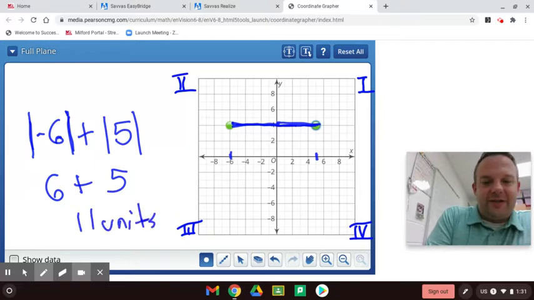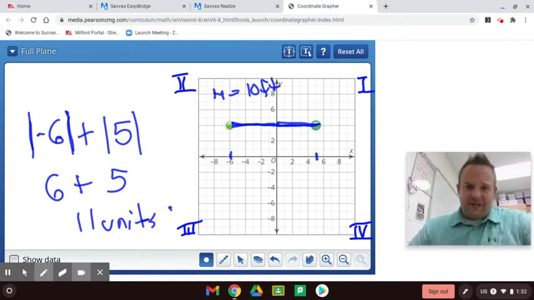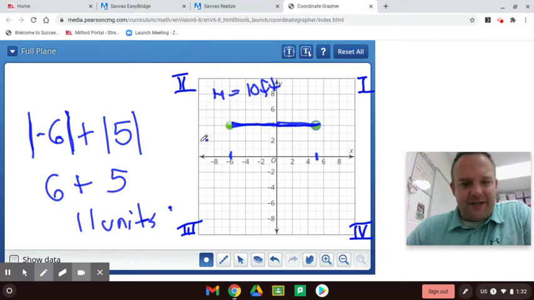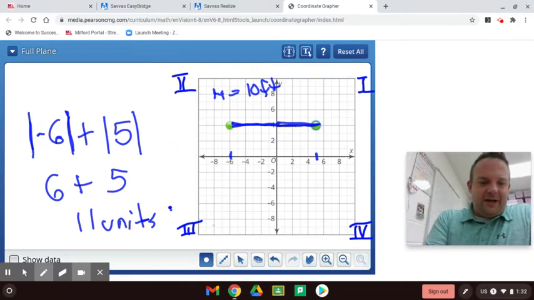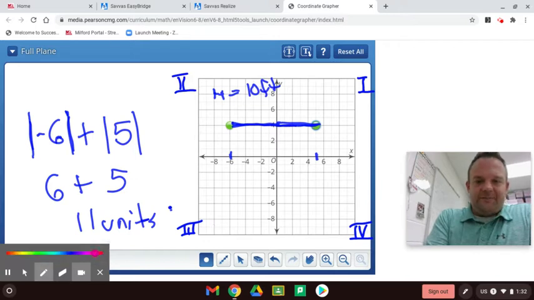Sometimes you'll see 1 unit, like from here to here, might be worth 10. They might say it equals 10 feet, for example. Then you would just multiply this by 10 if that were the case. It's not the case here. But I hope this helps you understand the concept of what to do. When you cross quadrants, you're going to add those absolute values.